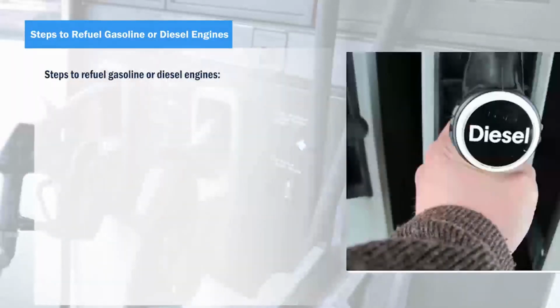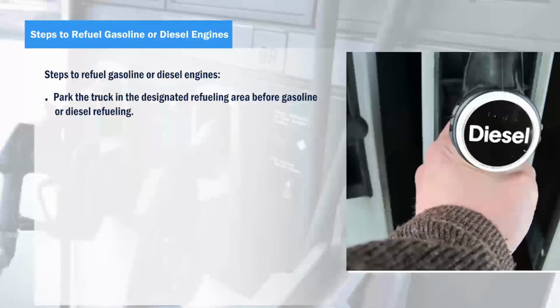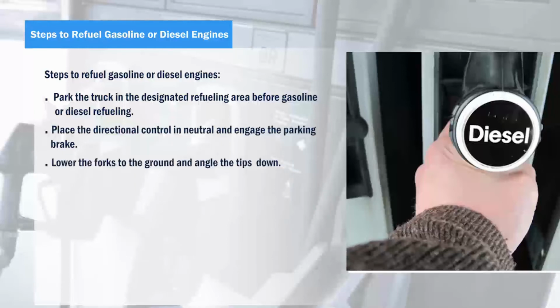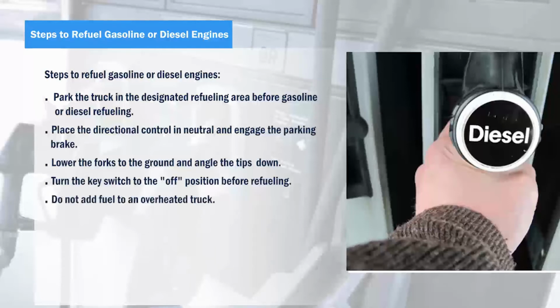Steps to refuel gasoline or diesel engines. Park the truck in the designated refueling area before gasoline or diesel refueling. Place the directional control in neutral and engage the parking brake. Lower the forks to the ground and angle the tips down. Turn the key switch to the off position before refueling. Do not add fuel to an overheated truck.